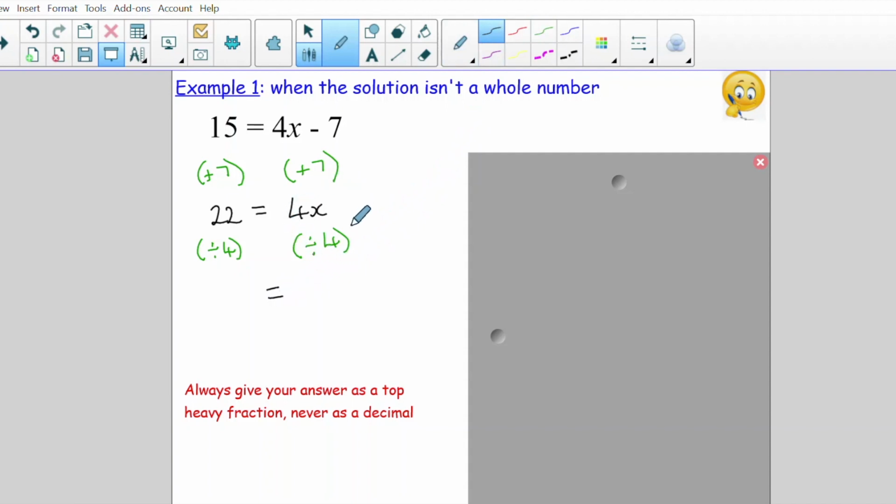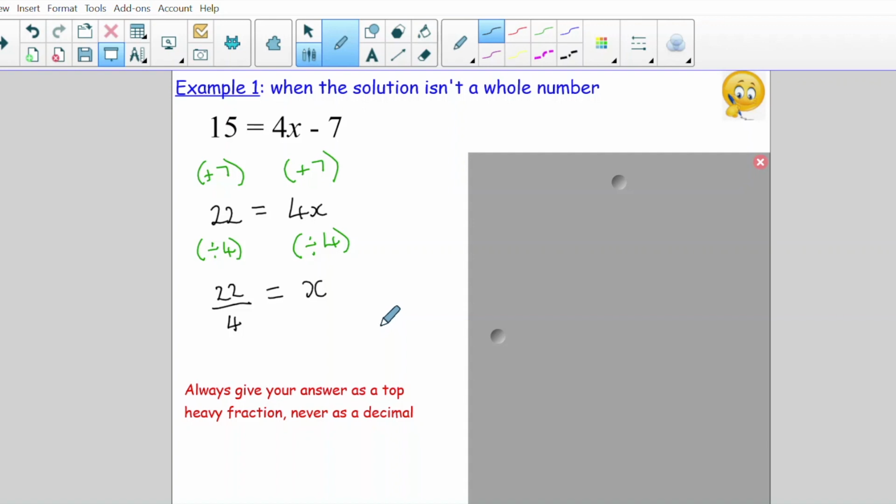So the right hand side first, the dividing by 4 gets rid of the 4 in front of the x, so I'm left with x. And then we write 22 divided by 4 as a fraction. So remember, work top to bottom, write it as you say it. 22 divide, that's my fraction line, 4. So my solution is x equals 22 over 4.